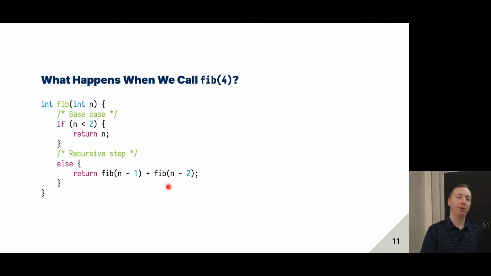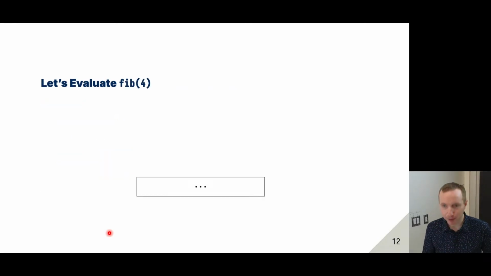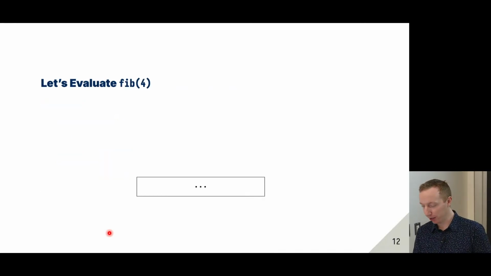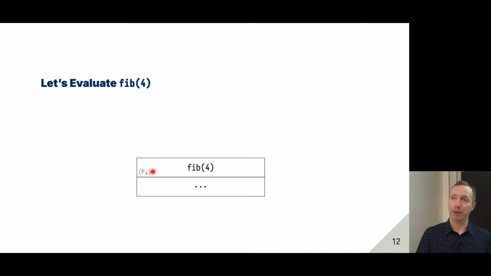So we do two function calls here. If we actually want to evaluate something like fib of 4, it turns out it's going to be a lot of work to understand how your computer actually executes this code. So it gets a bit ugly. If we evaluate fib of 4, we call fib of 4, and again, I'll just write in gray here what the function is supposed to be computing. It's supposed to be computing the 4th Fibonacci number.